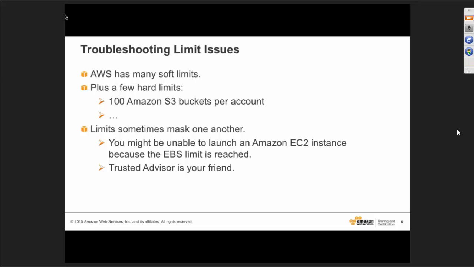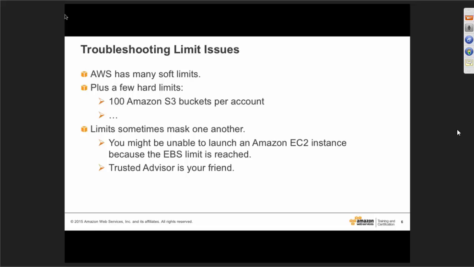You can, of course, increase many of those soft limits all the way up to the hard limits that are available. For example, there's a soft limit for the number of VPCs in your account, and that's 5. If you want more than 5 VPCs in your account, you can generate a support ticket from within the console or call support, and they'll do that on the back end for you.